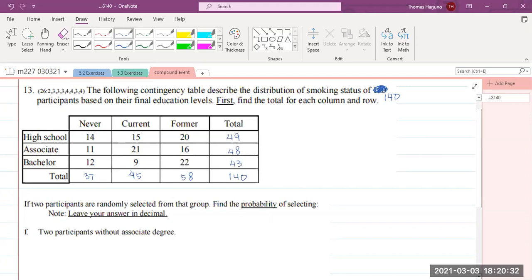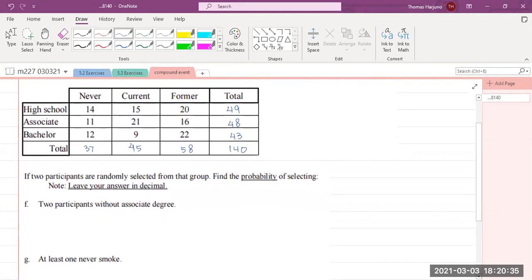Now then, the questions part F and G, we did A to E already. If you look at your notes, or at least my notes from Monday, you saw that I already did part A to E. Now then, that's when we took only one participant. Now suppose 2 participants, so not one participant selected twice, it's 2 participants, so they have to be different implicitly. If 2 participants are randomly selected from that group, find the probability of selecting 2 participants without associate degree.